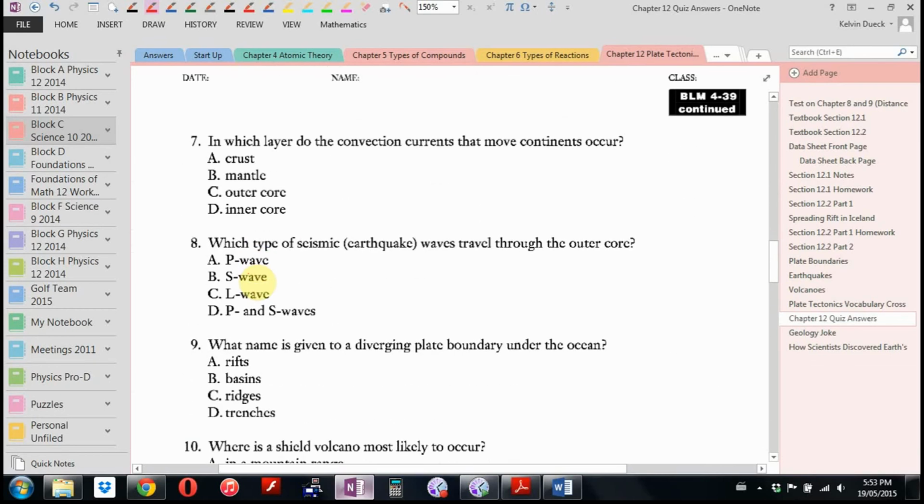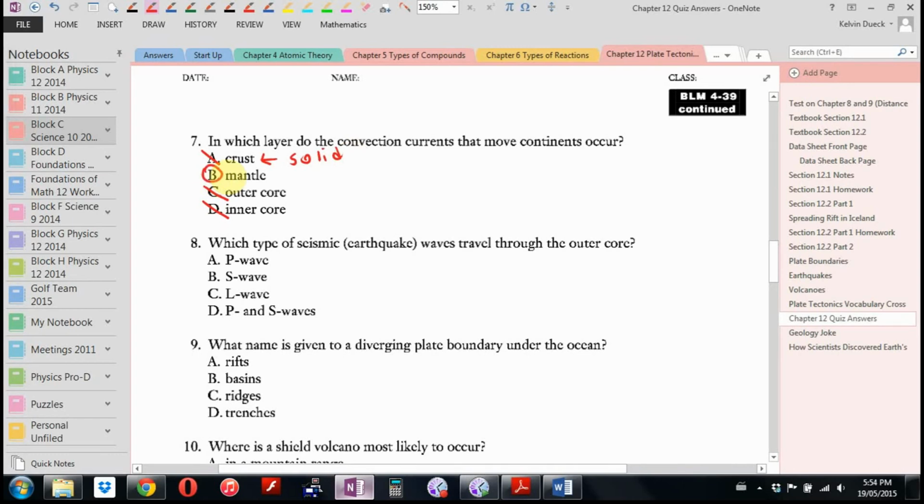In what layer do the convection currents that move continents occur? Not in the inner core, not in the outer core, and not in the crust, because the crust is solid. I think earlier I said that the mantle was solid, and that was wrong. The mantle is a thick sludge. This is where the action occurs.